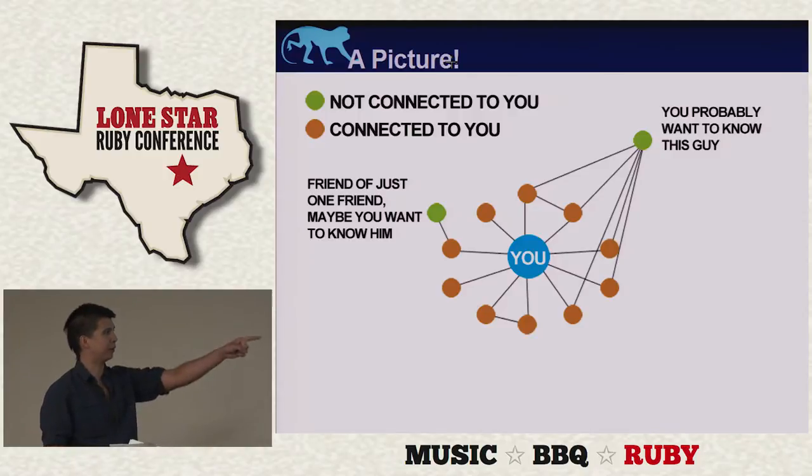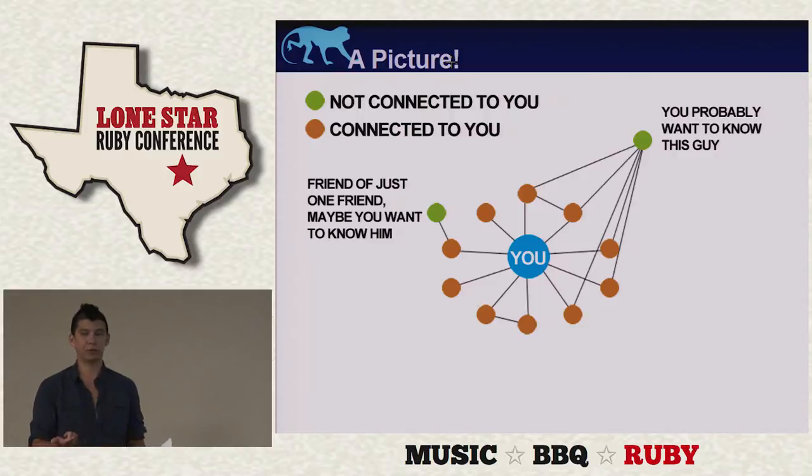This other dude over here, though, he's connected to five of your friends. So he's a friend of five friends. This is significant because he's not just a friend of five friends, but a friend of five strong links. These are the people that you interact with most, and the people that he interacts with most. This is really cool because you probably want to know this guy. He's someone you should probably follow because he's probably either really interesting or really close to your circle of friends. So we're going to find him.